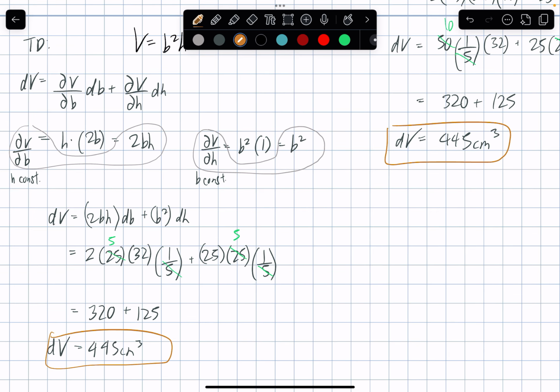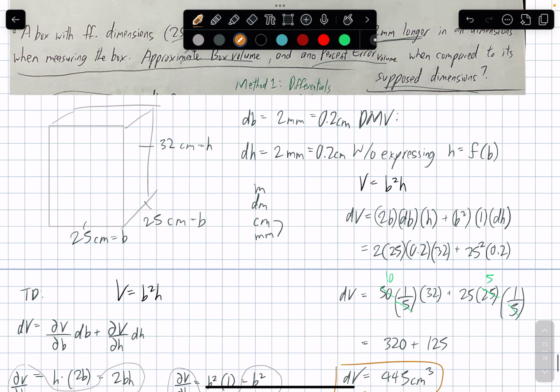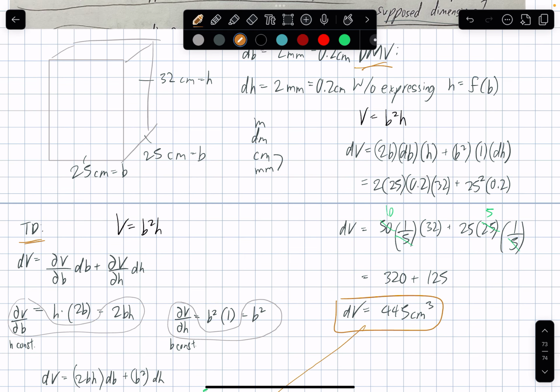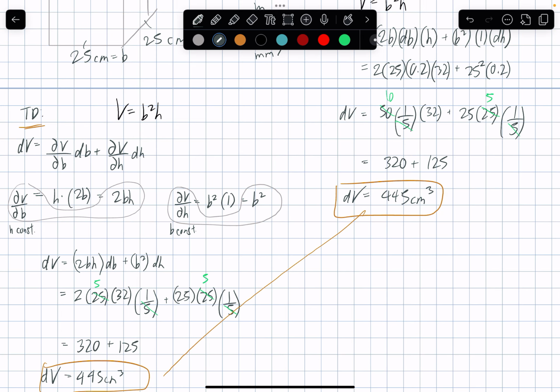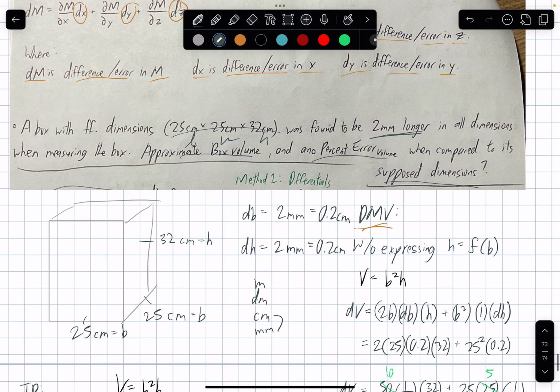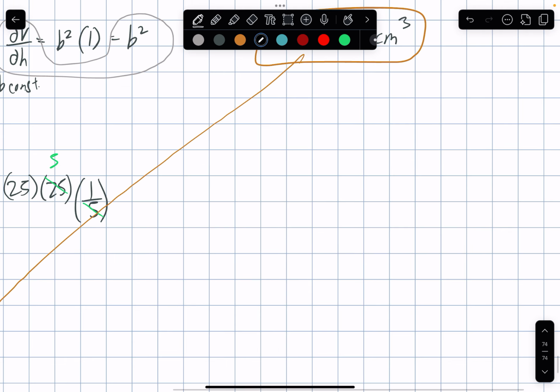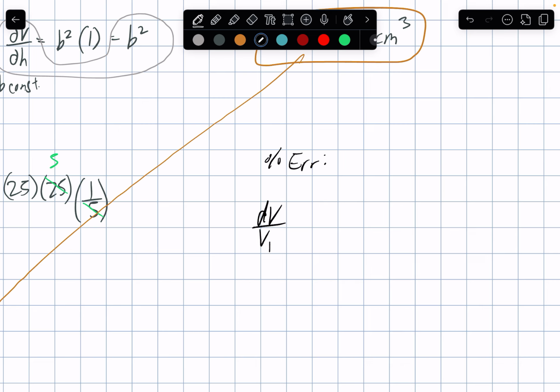We got the same thing. Regardless, both are different methods. One is through DMV, the other is through TD. But yes, we got the same thing. Now, we are tasked to find the percent error in volume when compared to its supposed dimensions. So how do you find that? Percent error. So in the context of volume, the formula is this: dV over V1 times 100%.